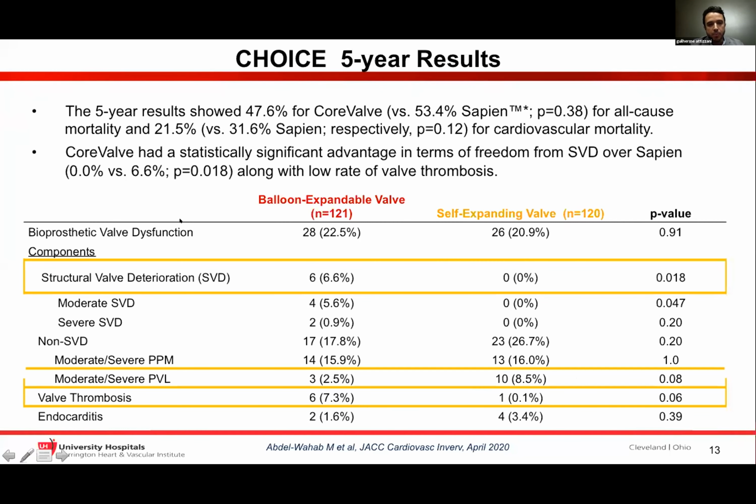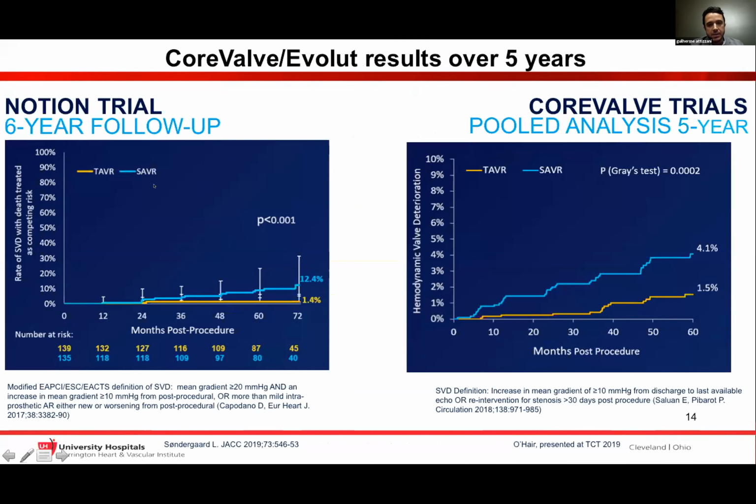It's also important for us to pay attention when we compare these studies. This is the NOTION study comparing surgical aortic valve replacement versus TAVR over time, showing that there were actually higher rates of structural valve deterioration with surgical valves. And it looks like the self-expandable platform did extremely well over the 6 years of follow-up. And when you look at the data by Dan O'Hare, it also shows that Evolut did a pretty good job over time compared with surgical valves in terms of durability.